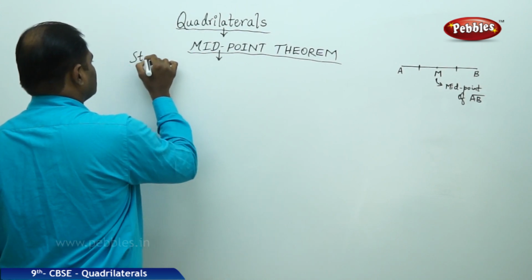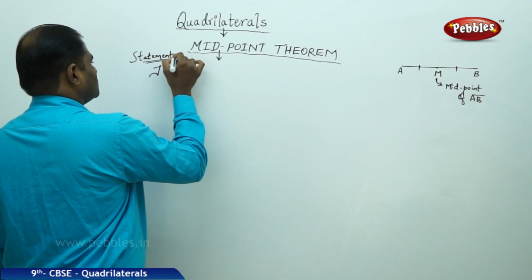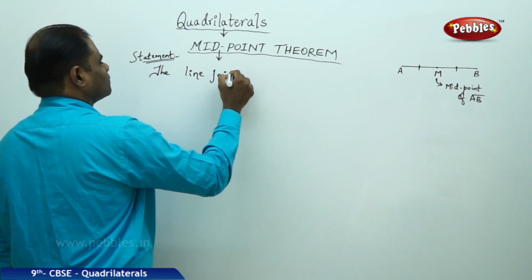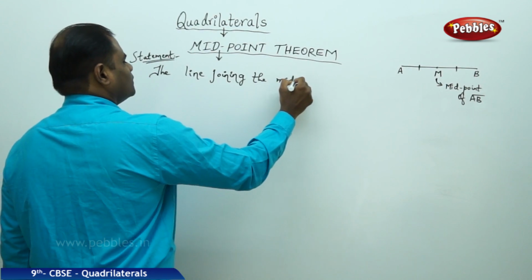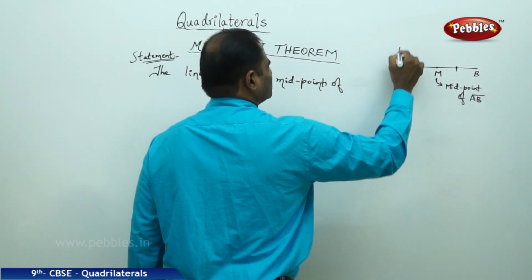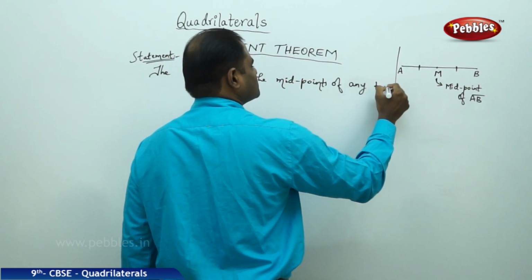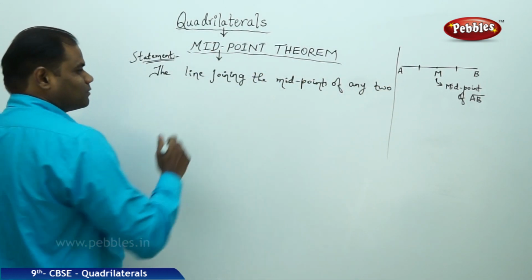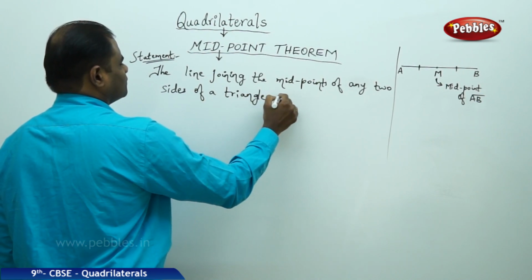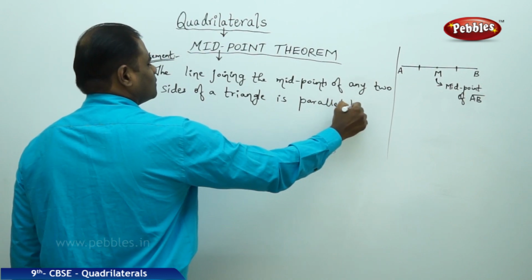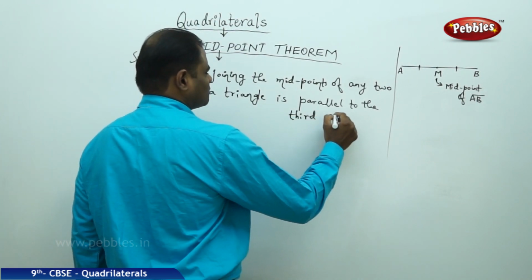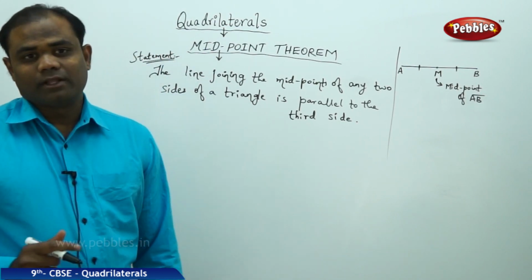The statement says the line joining the midpoints of any two sides of a triangle is parallel to the third side. Is how we define a midpoint theorem.